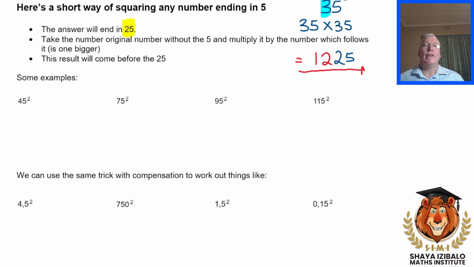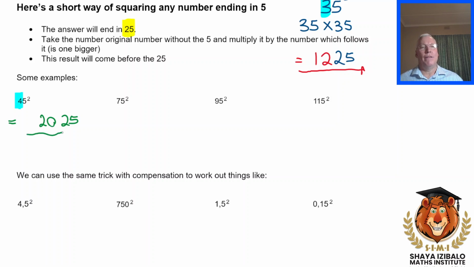Okay, let's try another one. 45, we know it's going to end in 25. Now we're going to take this number over here, the 4, and multiply it by the number that comes after it. What comes after 4? 5. What's 4 times 5? Well, we hope you know that by now. 4 times 5 is 20.